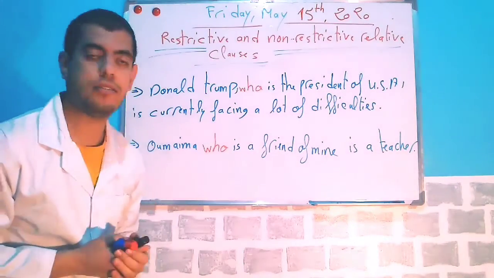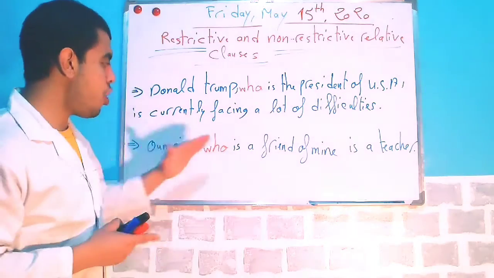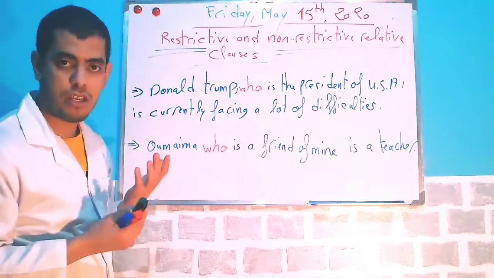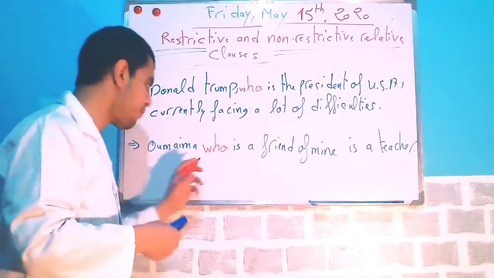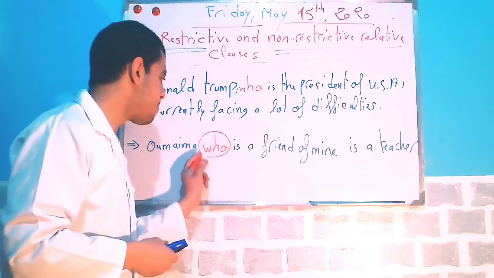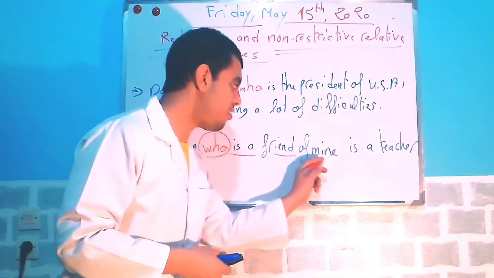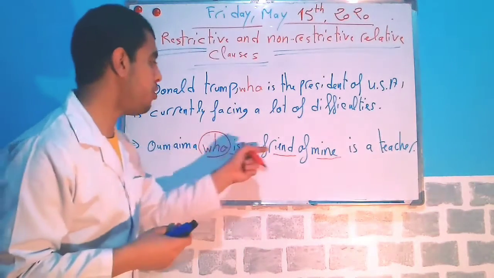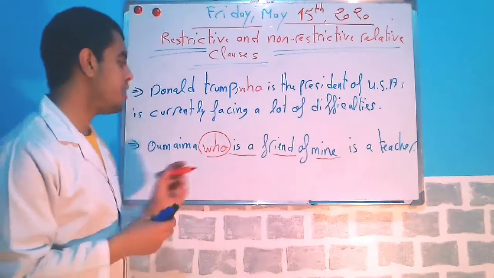Let's go to the second example. Oumaima, who is a friend of mine, is a teacher. Good. Where is the relative clause? Who is a friend of mine? Who is my friend? Good. So Oumaima, who is a friend of mine, is a teacher.